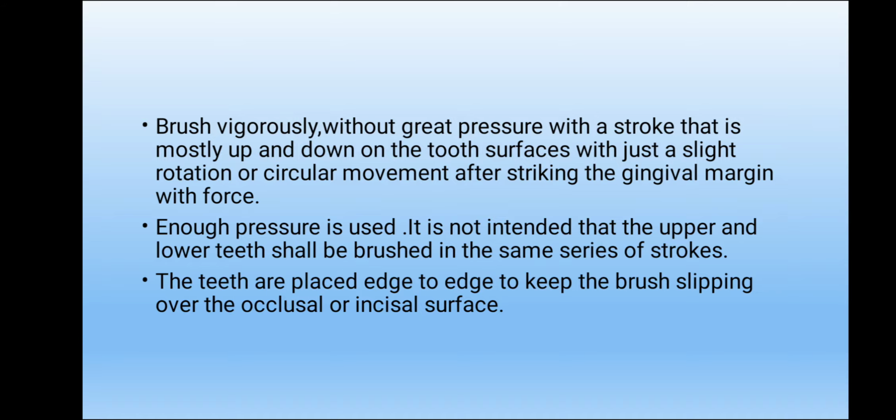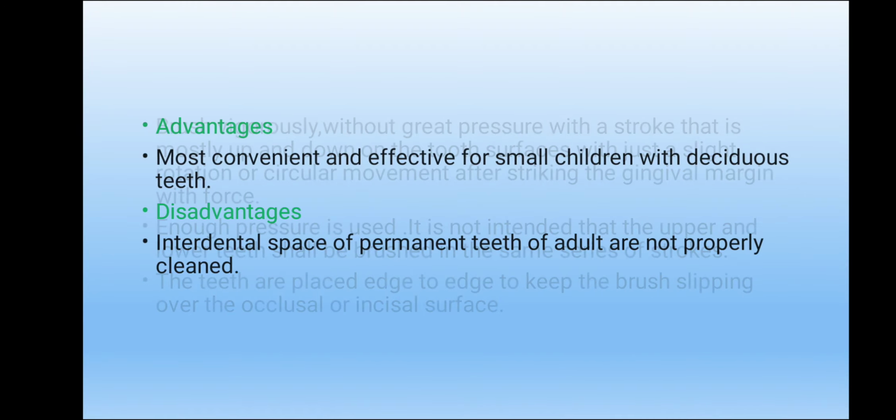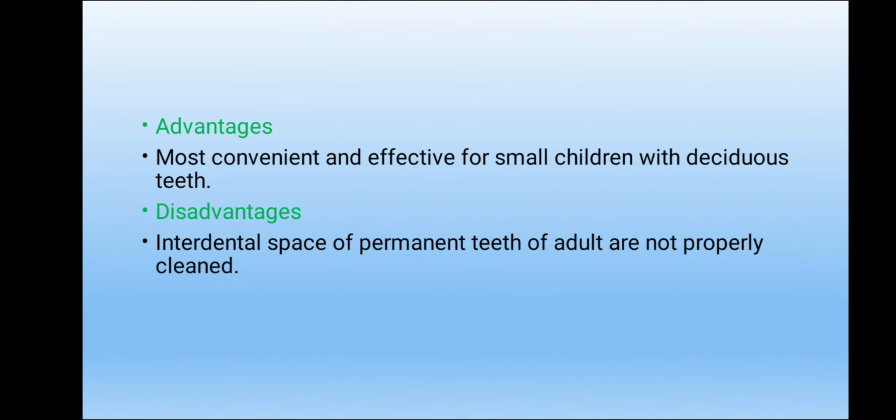It is not intended that the upper and lower teeth shall be brushed in the same series of strokes. The teeth are placed edge to edge to keep the brush slipping over the occlusal and incisal surfaces. Advantage of this method is it is more convenient and effective for small children with deciduous teeth. Disadvantage is that the interdental spaces of the permanent teeth of adults are not properly cleaned.